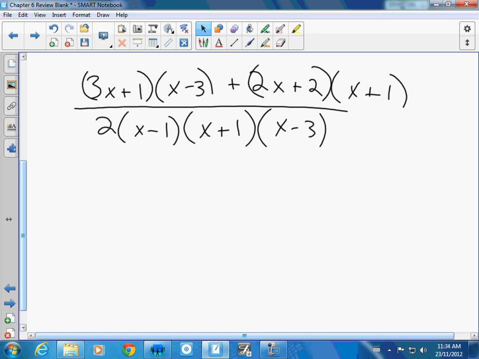You can't cancel because of the addition sign. You have to combine like terms. But to do that, you have to do some foiling. Yeah, you have to foil this chunk and then collect like terms. And hopefully you end up with a trinomial that you can factor back. Yep.